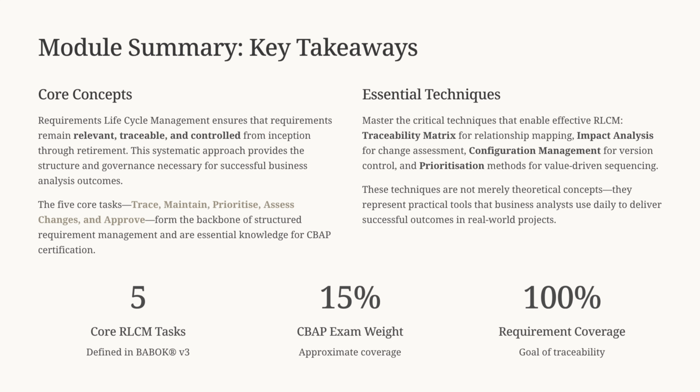As we wrap up Module 5, let's summarize what we've learned. RLCM ensures that requirements remain relevant, traceable, and controlled from inception through retirement. It provides a framework that connects business needs to delivered value through governance, structure, and accountability. We explored 5 core tasks: trace, maintain, prioritize, assess changes, and approve, each playing a vital role in ensuring requirement integrity. We also learned about the key techniques: traceability matrix, impact analysis, configuration management, and prioritization.